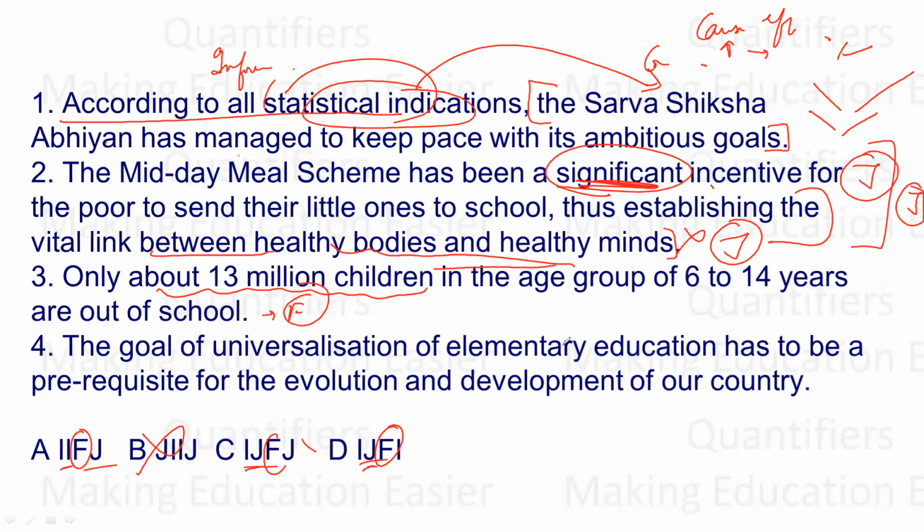Now, the goal of universalization of elementary education has to be a prerequisite for the evolution and development of our country. So it can be either an inference or a judgment, but "it has to be a prerequisite for the evolution" cannot be verified from facts, so it is a judgment. You cannot logically derive this thing from something which is given in the facts. So that is the reason that this is the opinion of somebody and it qualifies as a judgment. So the correct answer here is I, J, F, J. So your C is your correct answer.